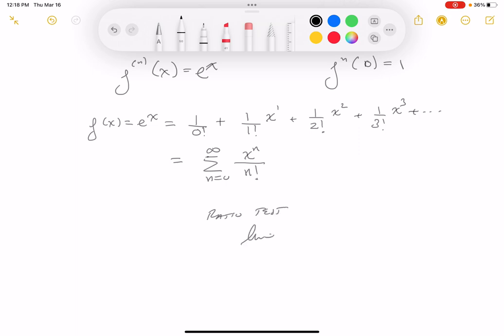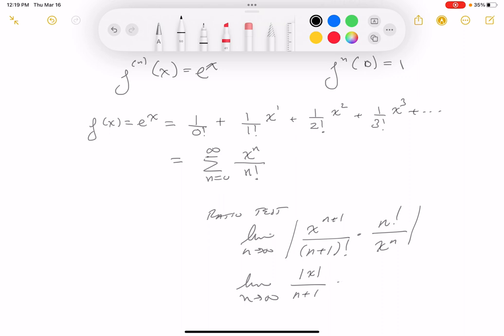Limit as n goes to infinity, x to the n plus 1 over n plus 1 factorial. We're going to multiply by the reciprocal, n factorial over x to the n. Let's evaluate that limit. Limit as n goes to infinity. Well, it's going to be the absolute value of x over, let's see, n factorial would cancel, and you'd be left with n plus 1. And what's this limit going to produce? 0 for all finite x. So what could x be? Any number between infinity and minus infinity.